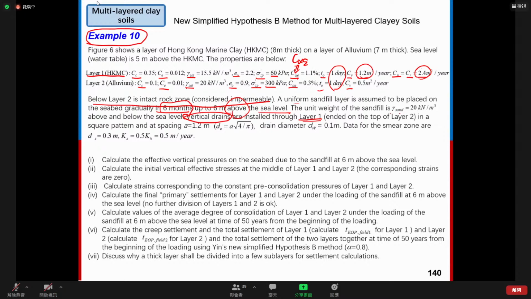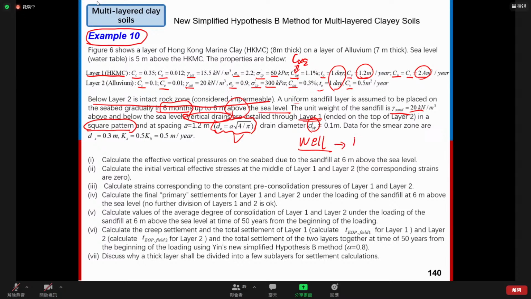And the unit weight of the sand fill is here 20. And the vertical drain is installed in a square pattern at a spacing of 1.2 meters and the equivalent diameter. How to calculate? This equation has already been given. For the square pattern, we use this one, but for the triangular pattern, we use another one. You can refer back to the previous slide. And the drain diameter, dw, where w means well, is equal to 0.1 meter.